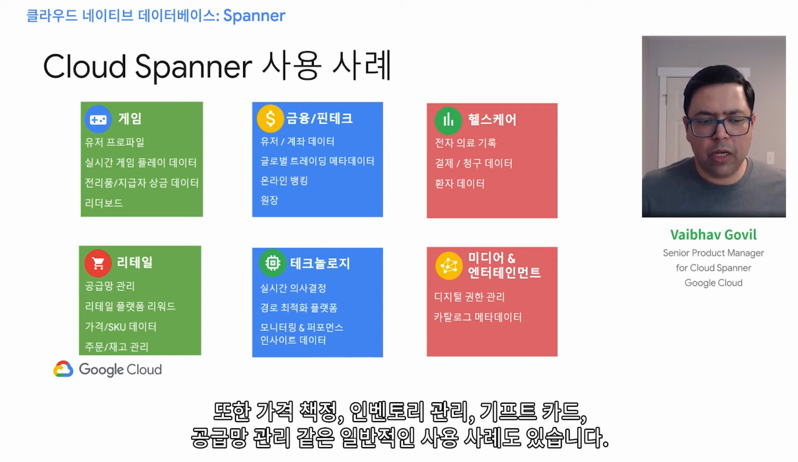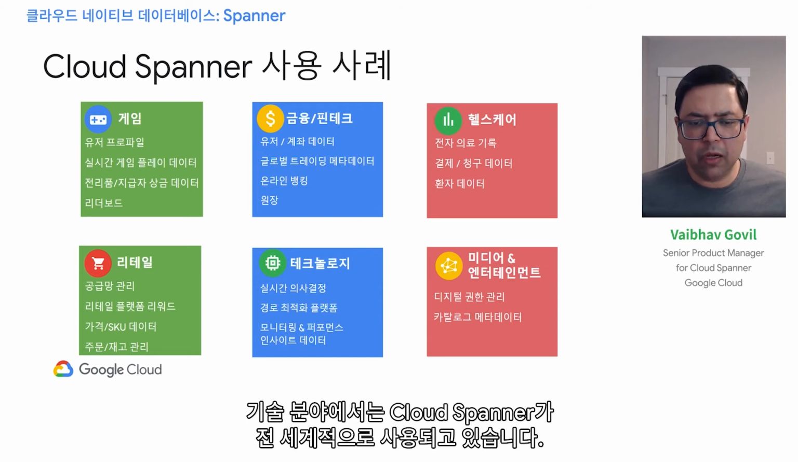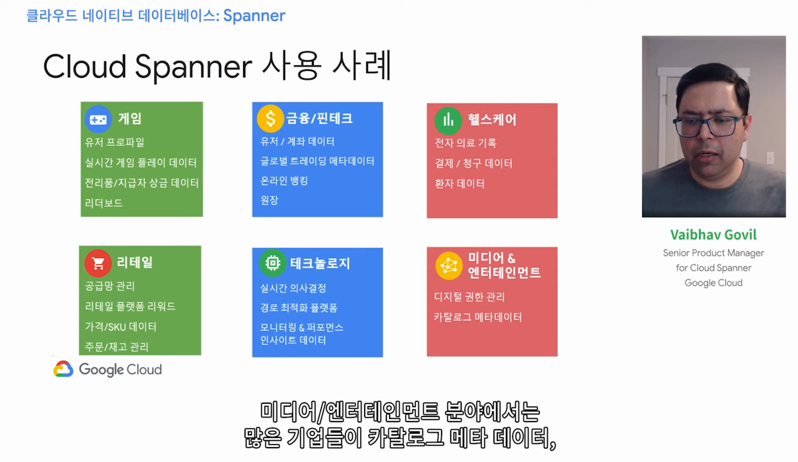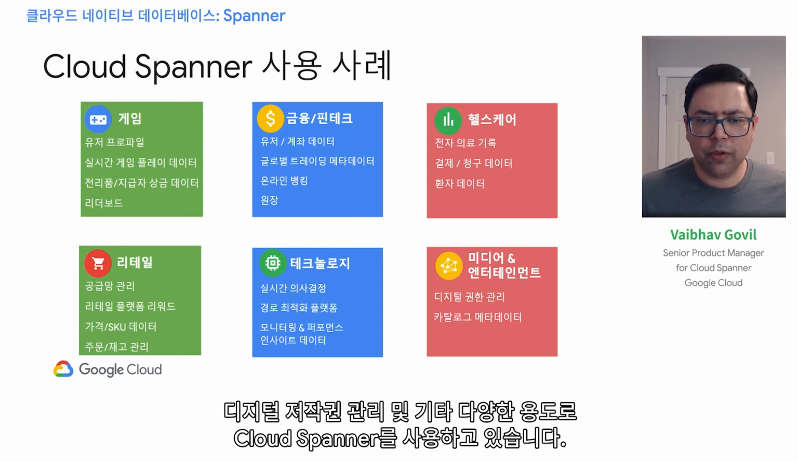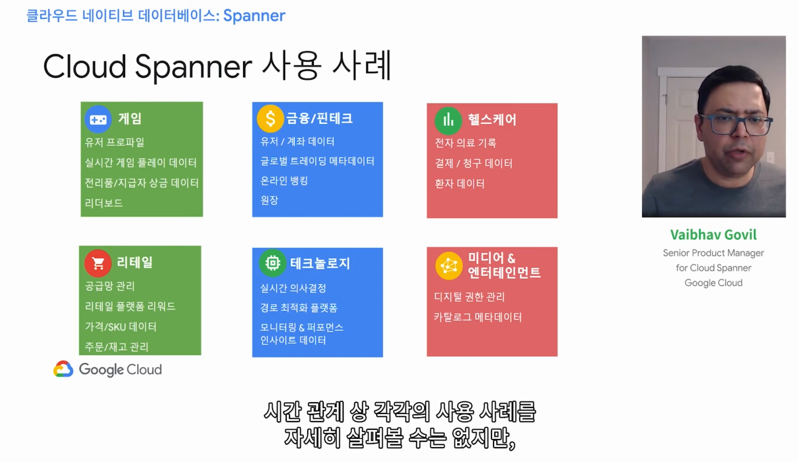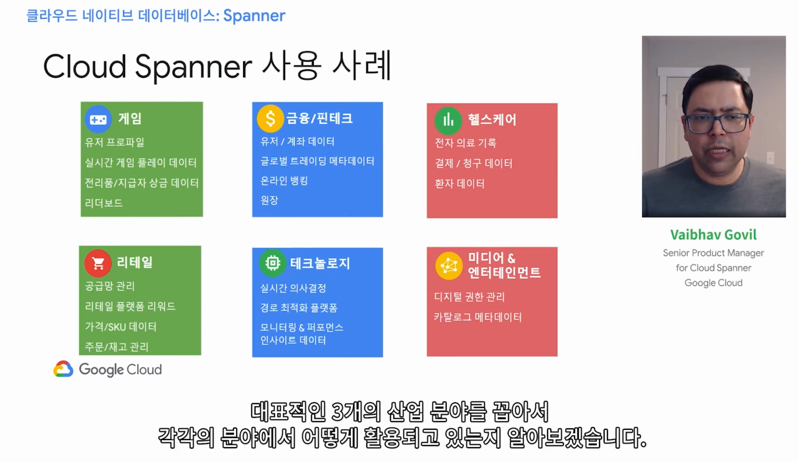And there are very common use cases like pricing, inventory management, gift cards, and supply chain management. In technology, we have global companies which are using Spanner, and media and entertainment. There are a number of companies which are using it for catalog metadata, digital rights management, and a whole bunch of other things. So we won't have the time to dig into each one of these use cases in detail, but I'll touch on these three verticals and a use case in each one of them.